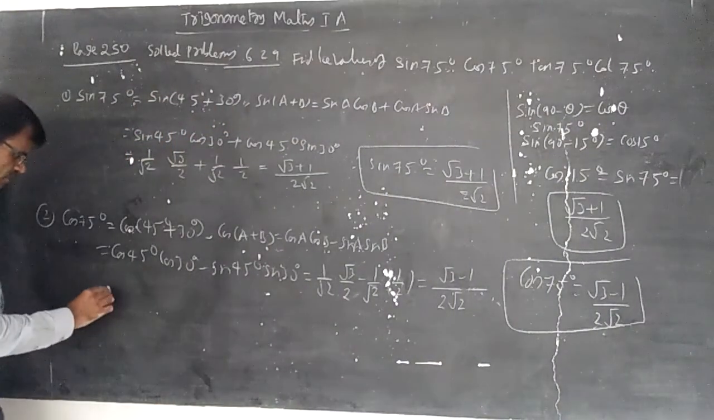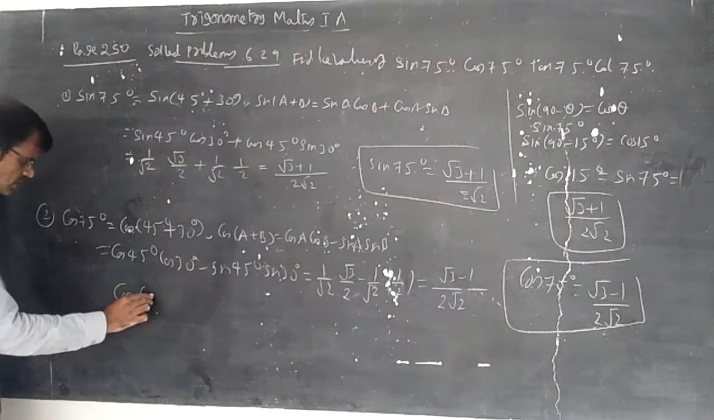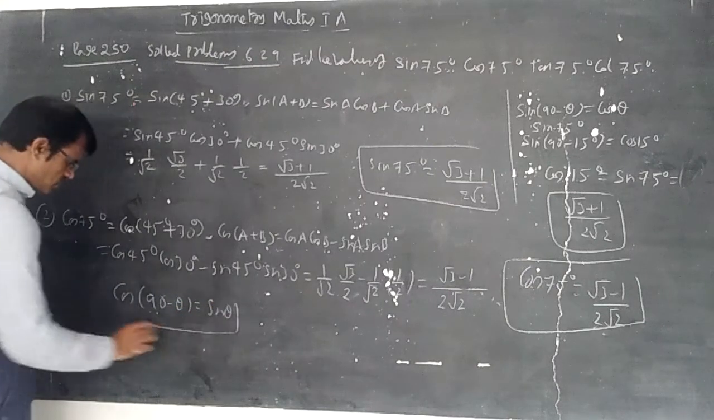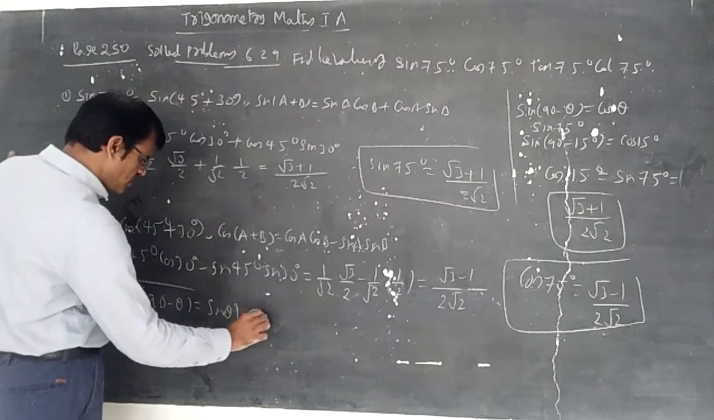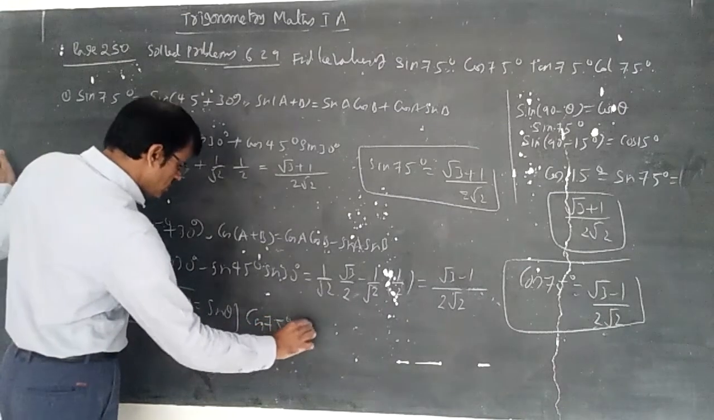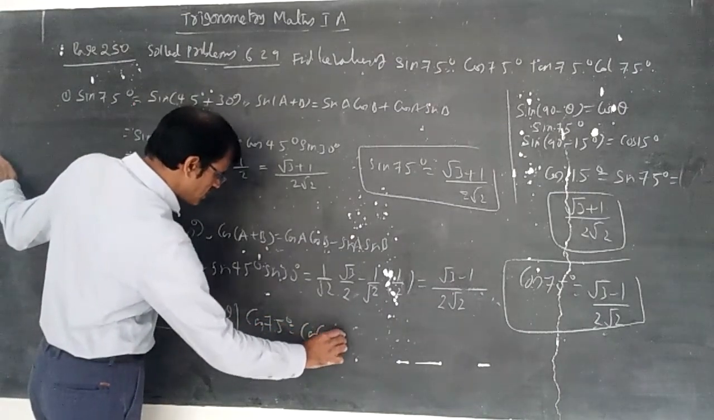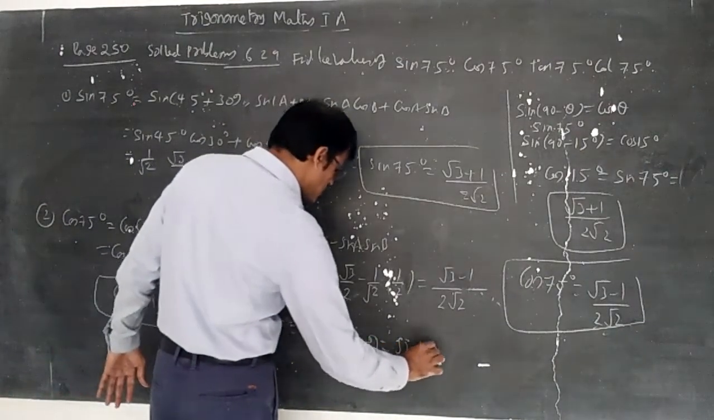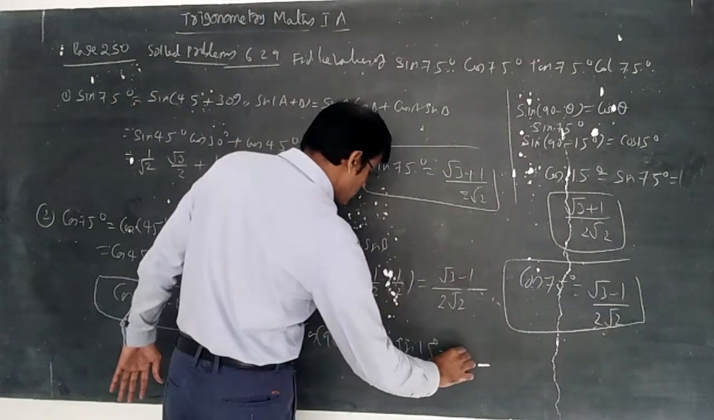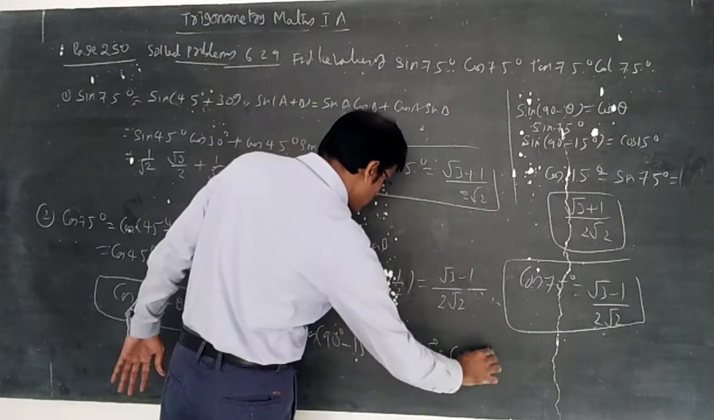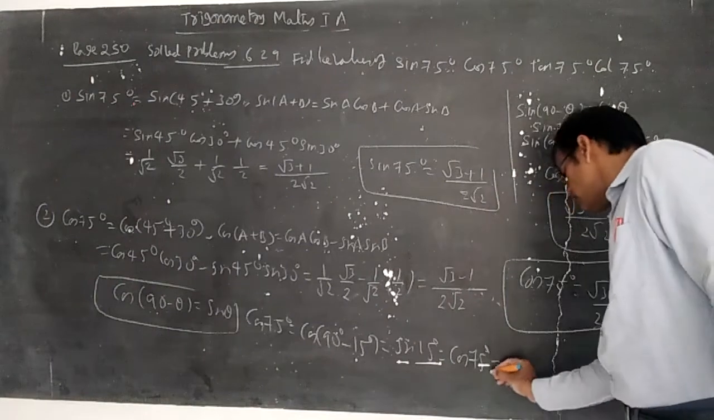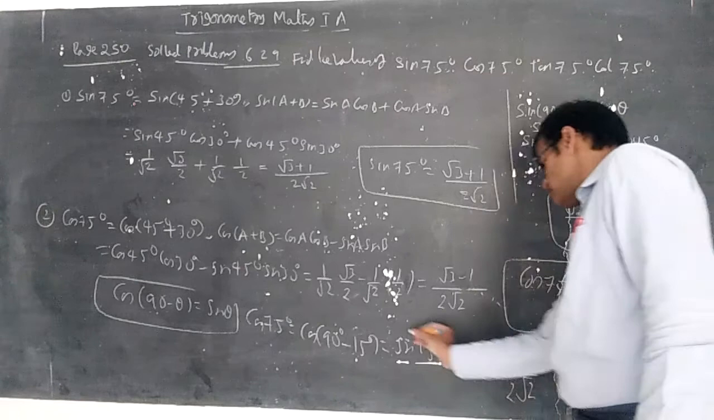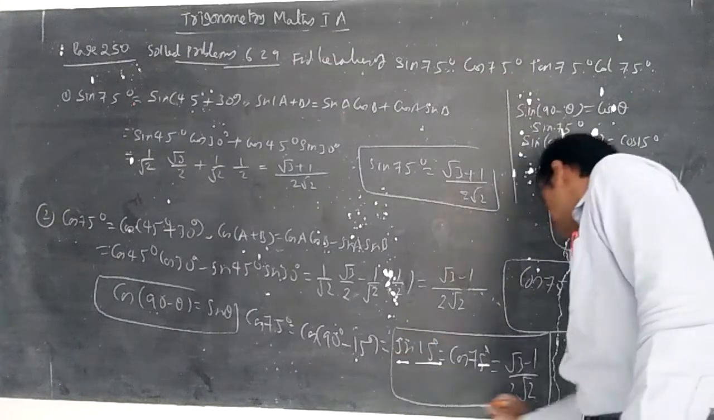Once again we remember the formula. Cos of 90 minus theta is equal to sin theta. So, if I am writing the value cos 75 is equal to cos of 90 minus 15. Cos 90 minus theta becomes sin theta. So, sin 15. Write the formula. Sin 15 is nothing but cos 75. Sin 15 and cos 75 is equal to root 3 minus 1 by 2 root 2. This is the most important concept.